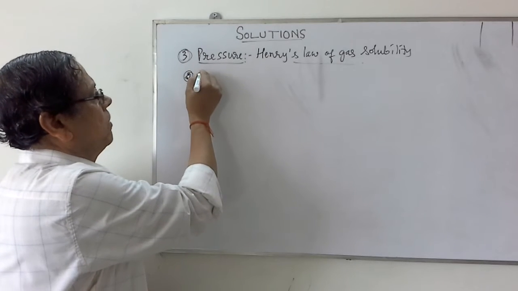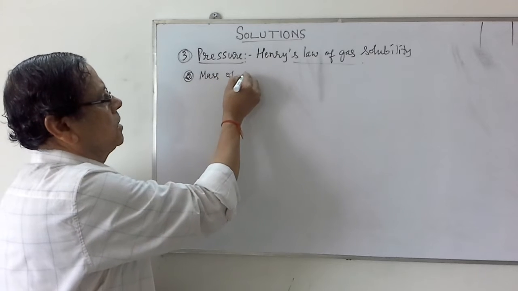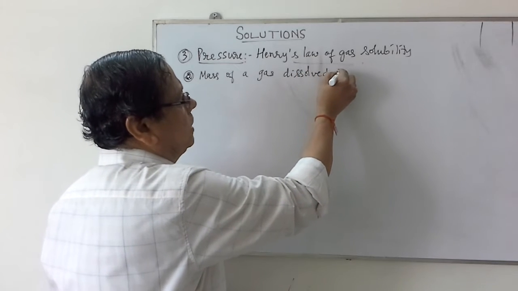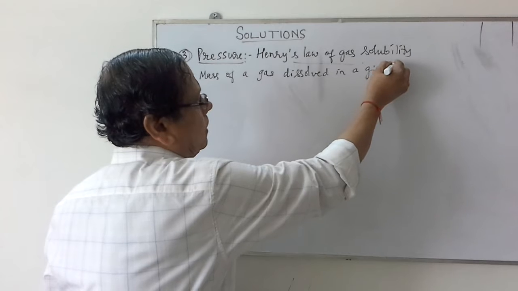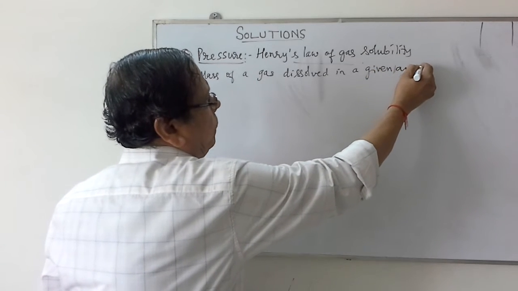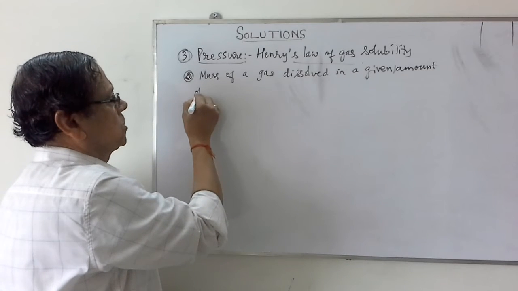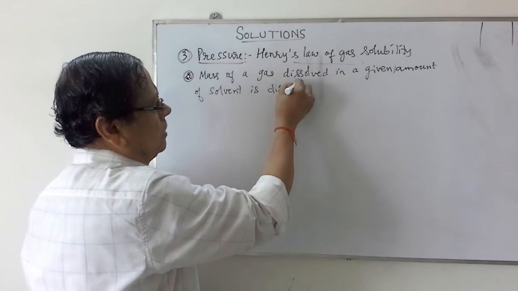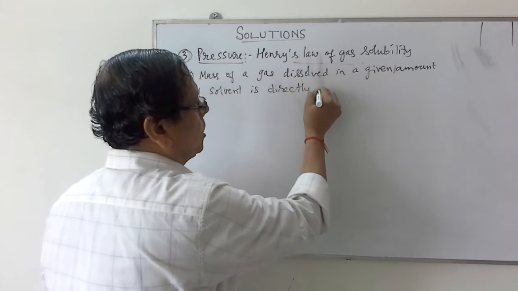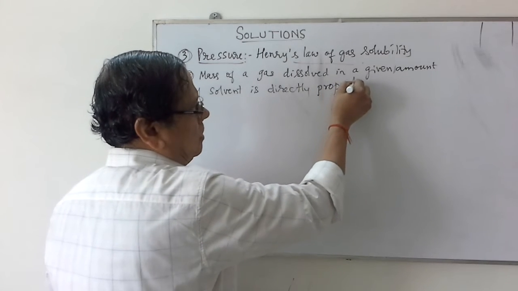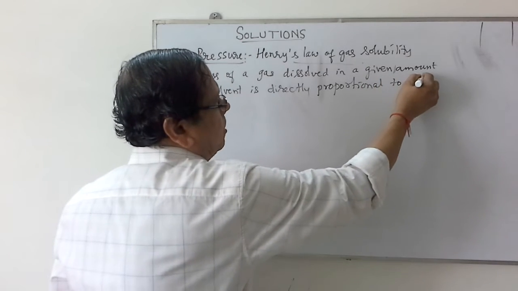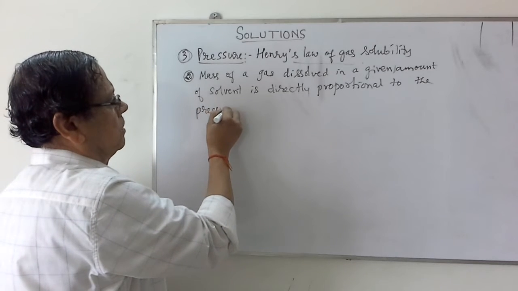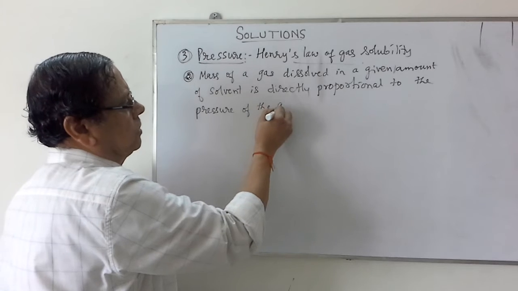The first one: the mass of a gas dissolved in a given amount of solvent is directly proportional to the pressure of the gas above the solution.